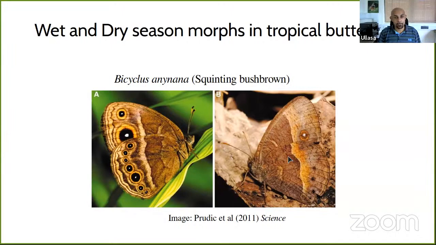And it turns out that in Africa, the place where Bicyclus anynana is typically found, and from which the founders of this population were collected, these experimental populations, the wet season has higher temperatures and the dry season has lower temperatures. So it seems like they're sensing temperature and using that as a cue to develop into an optimal phenotype for their future stage, that is an adult stage. This is yet another example of phenotypic plasticity. Again, you can take eggs from the same bags, divide them into two groups, grow them under two temperatures, and you end up getting two different morphs.